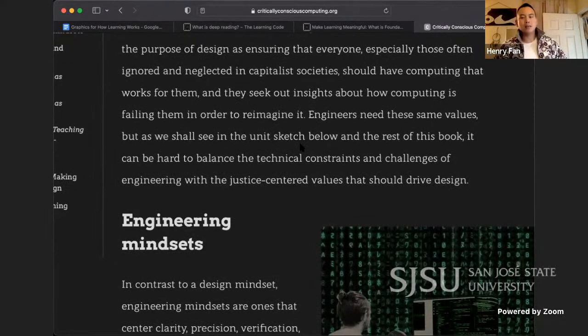Engineers need these same values, but as we shall see in the unit sketch below and the rest of the book, it can be hard to balance the technical constraints and the challenges of engineering with the justice-centered values that should drive design.